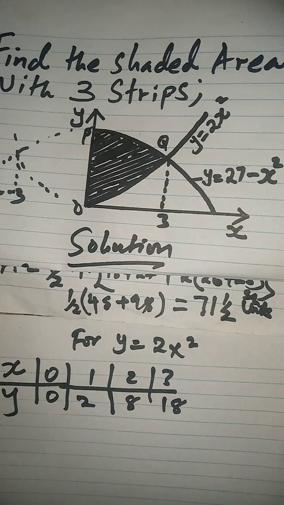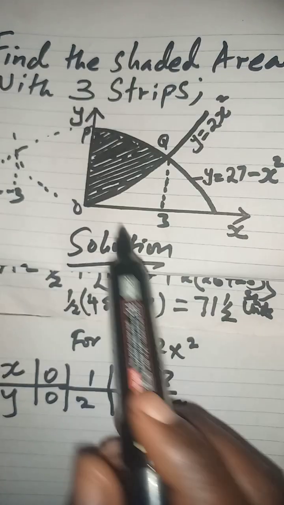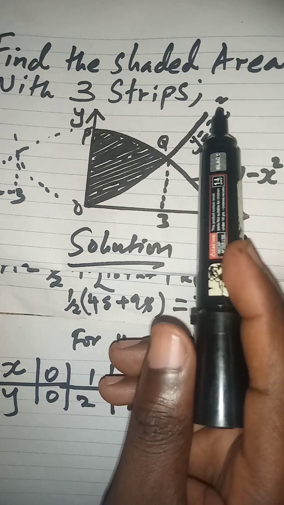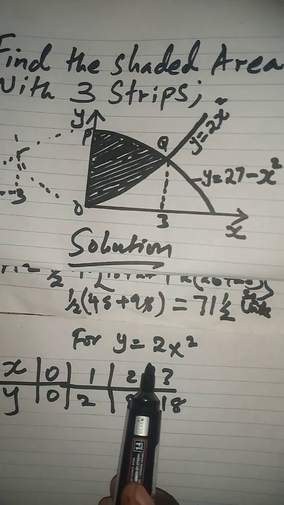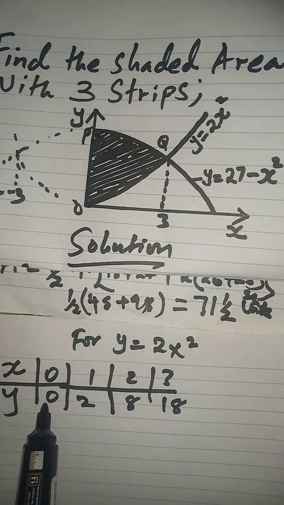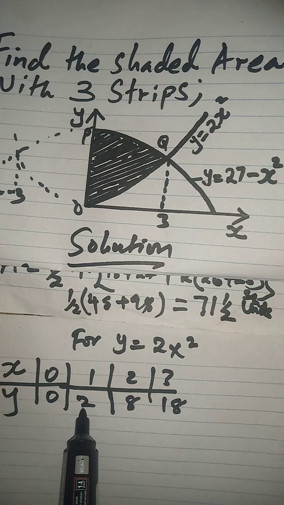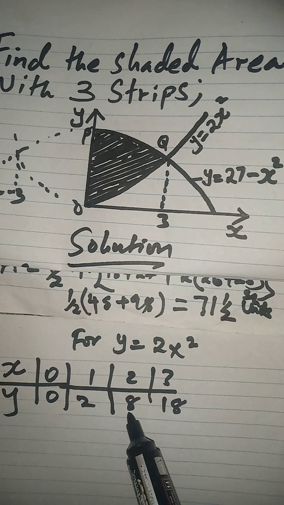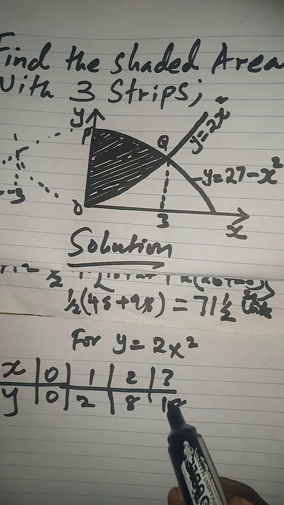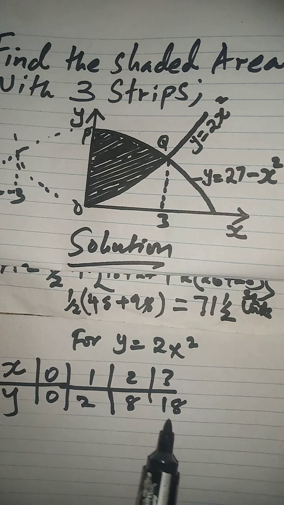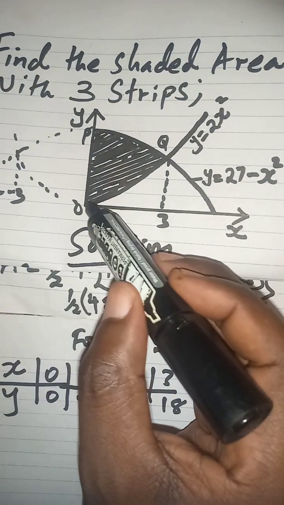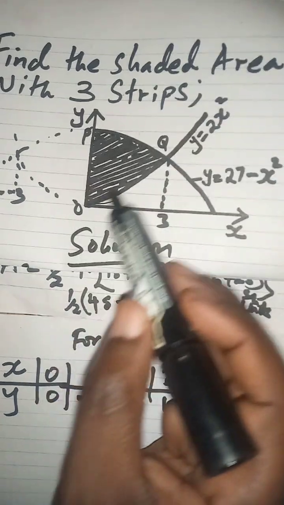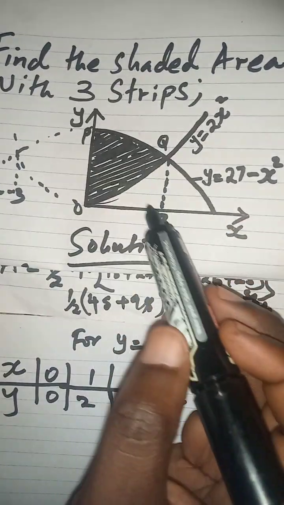So of course, for the second curve, y is equals to 2x squared. When I substitute 0, then the output is 0. When it is 1, the output is 2. And when it is 2, the output is 8. And when it is 3, the output is 18. So this is going to give me the area under this other curve. If you look at it keenly, so area under it, this side.